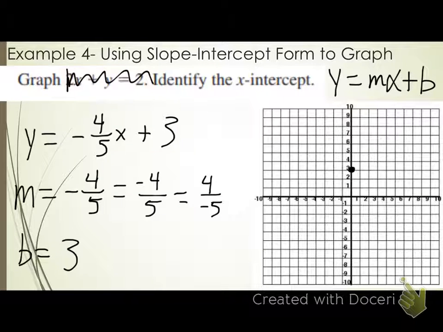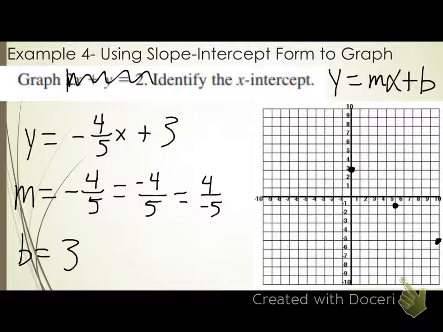Those are all equivalent. I'm actually going to end up using both of them so I can get points on both sides of my y-axis. Okay? So let's use the middle one first. Negative 4 over positive 5. Which two directions am I going for that? Go down 4. To the right 5. Put a point. 1, 2, 3, 4. 1, 2, 3, 4, 5.